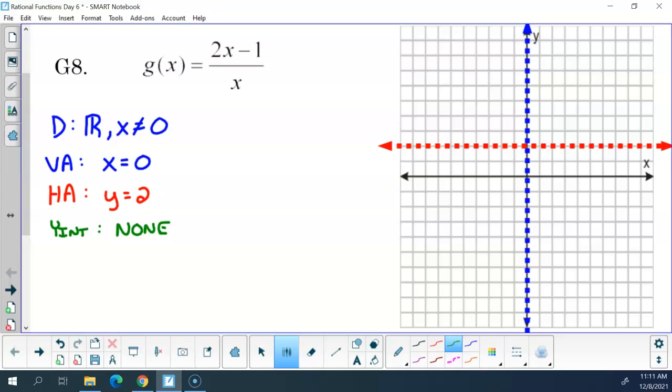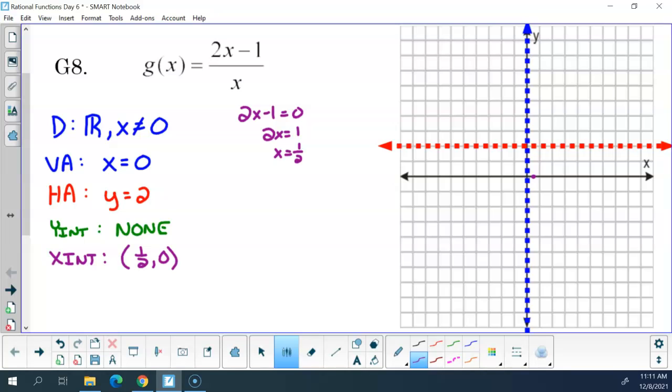N-O-N-E. None. Okay? X-intercept: 1/2, because we would say 2x minus 1 equals 0. So 2x would equal 1. So x would equal 1/2. So that would give me, what did we decide? 1/2 is right there. So at this point, we're going to plug that into the t-chart below.